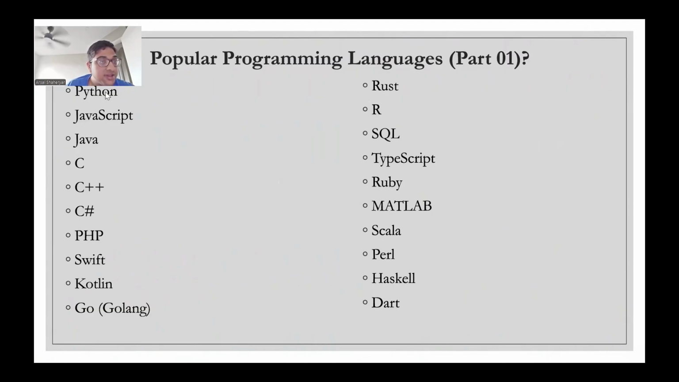So on the left side, we have Python, JavaScript, Java, C, C++, C Sharp, PHP, Swift, Kotlin, and Go, also Golang. On the right side, we have Rust, R, SQL, TypeScript, Ruby, MATLAB, Scala, Perl, Haskell, and Dart. So these are the 20 popular programming languages.